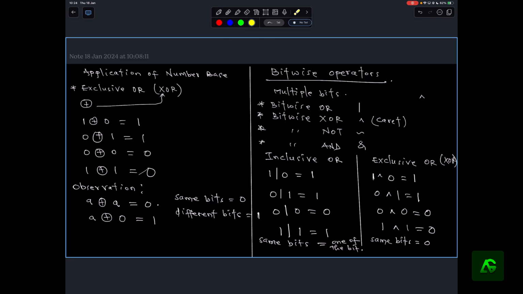Yes. Okay. If you have true or false, right, it will be true. Correct. If both are false, it will be false. If it's true, it's true.